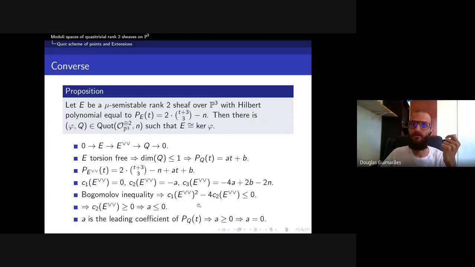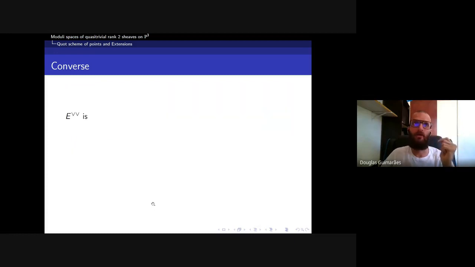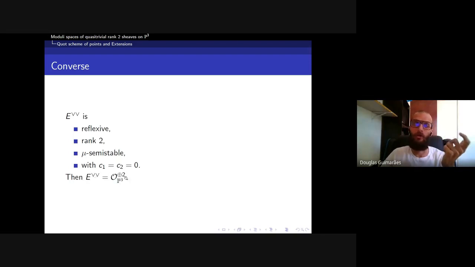So these two inequalities imply that A is equal to 0. So what we have until now is that E double dual is reflexive because it's the dual of some sheaf, and the dual of some sheaf is always reflexive. It has rank 2 because E has rank 2. It is mu-semistable because we are assuming E to be mu-semistable, and as I said before, mu-stability behaves well with duality. And we just saw that C1 and C2 equal 0. So our result from Hartshorne states that this sheaf here must be 2 copies of O, like we wanted.